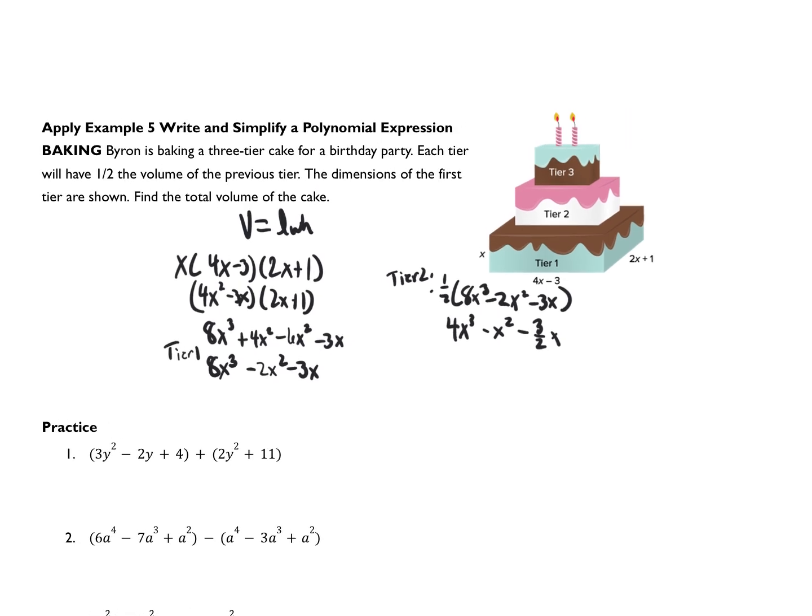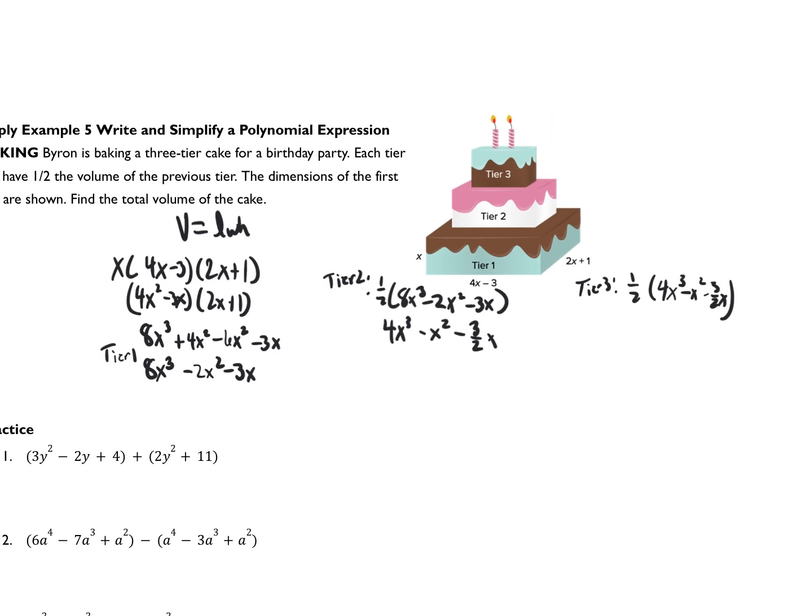Now to find the volume of tier 3, I take half of that. Half of 4x cubed minus x squared minus 3/2 x. I also could have taken 1/4 of the volume of tier 1, but either way it works. So half of tier 2 would be 2x cubed minus 1/2 x squared minus 3/4 x.